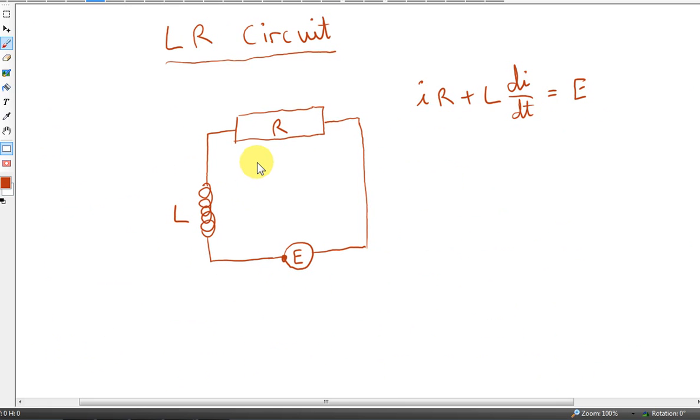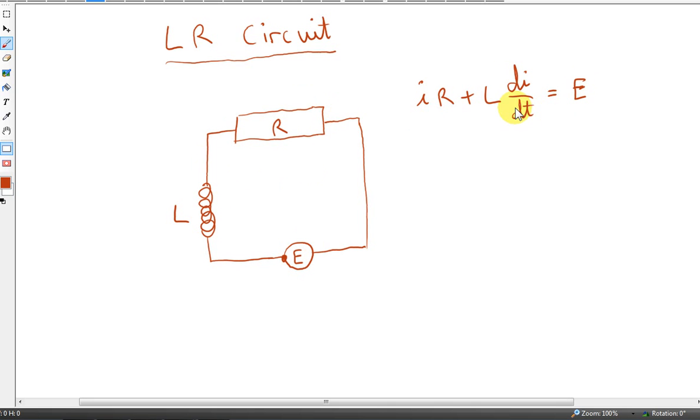Let's take one more example. We here have an LR circuit where L, the inductance of the inductor, is a constant, the resistance of the resistor is a constant, and the voltage source is a constant, E. From Kirchhoff's law, we know that the sum of the potential drops over these two components must equal the voltage source E. So the potential across the resistor is current times resistance. The potential across the inductor is inductance times the rate of change of current with respect to time.